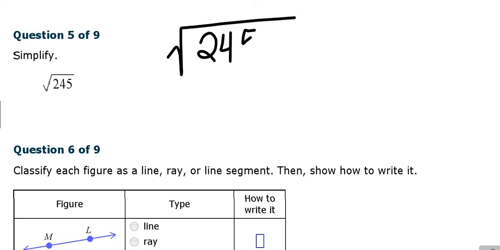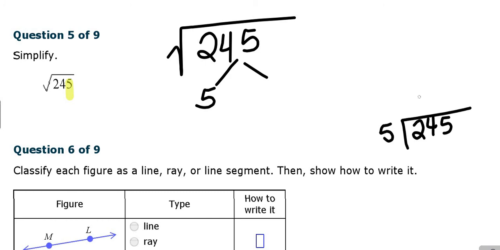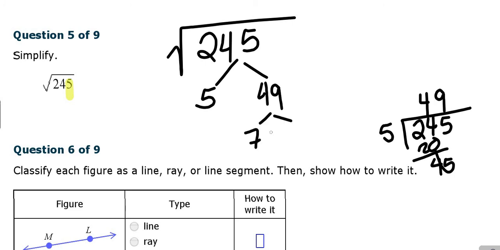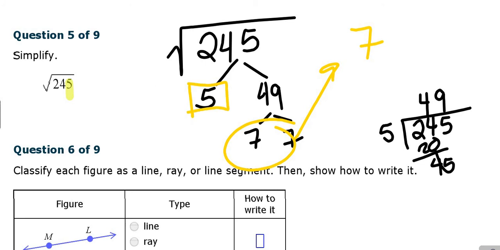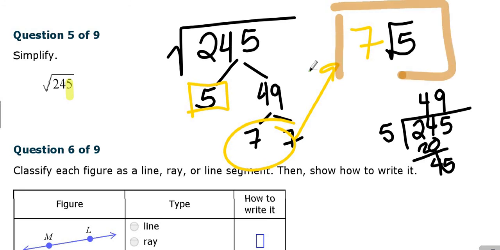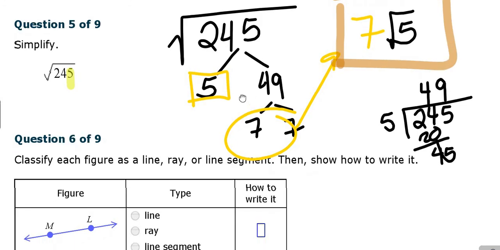Simplifying, we start by factoring. I'm going to start with 5 since that ends in 5. You can come in here in the corner, 245 divided by 5. You take out the pair. This has no pair. So it is 7 root 5.